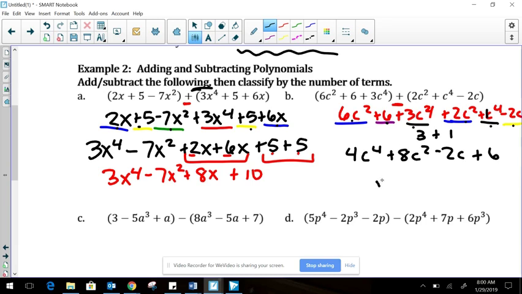Oh, I forgot to classify by the number of terms. Oops. So these both have 4 terms. They're both called polynomials.